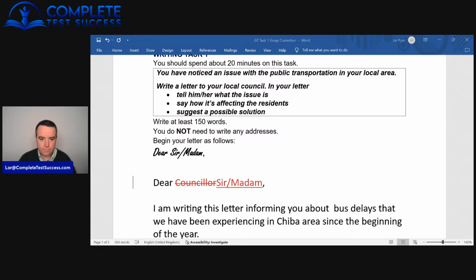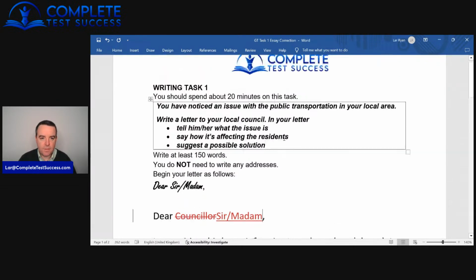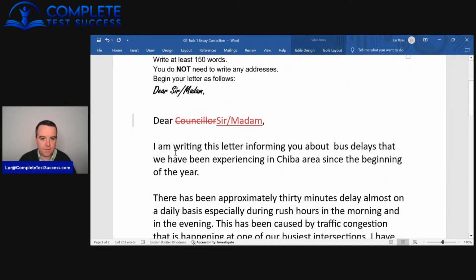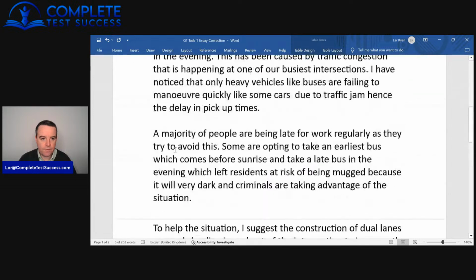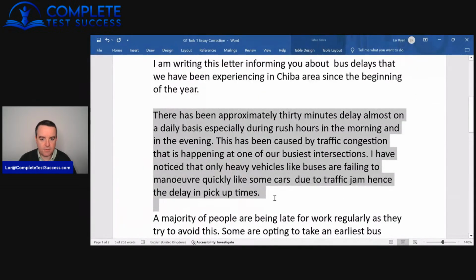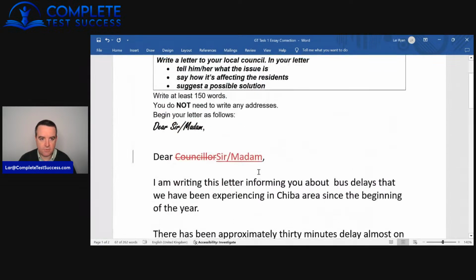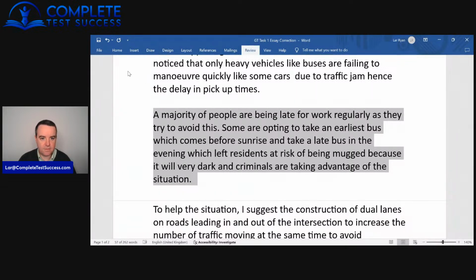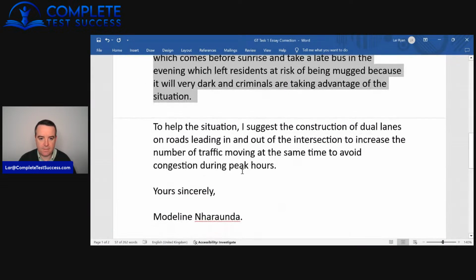Now, in response to each prompt, you should write about 60 words. So here it says, tell him or her what the issue is. You would write about 60 words about that. So it looks like Madeline has written a lot more than that. 67 words. So I was wrong. Again, we would expect about 60 words here. Let's see what that looks like. About 57. Yeah, so that looks good.